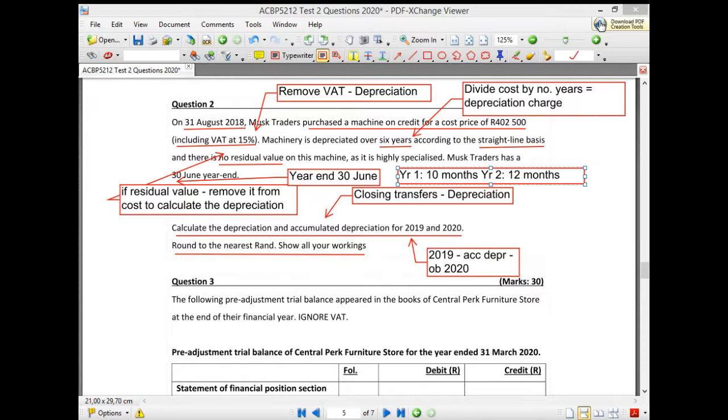Can you guys see my Excel on your screens? The online guys. Let me just share the Excel file then.